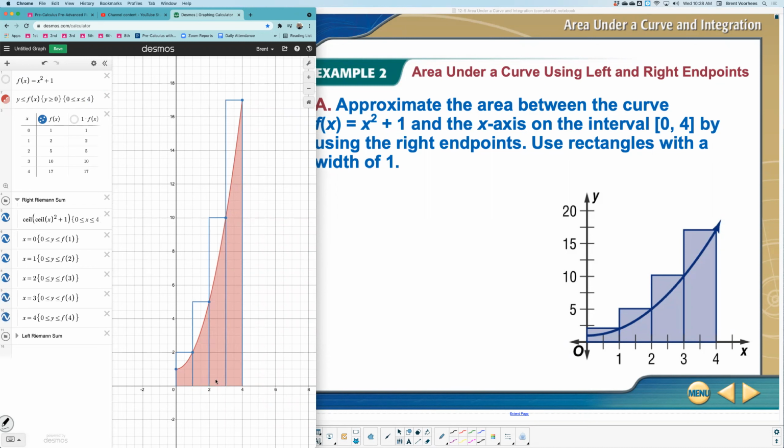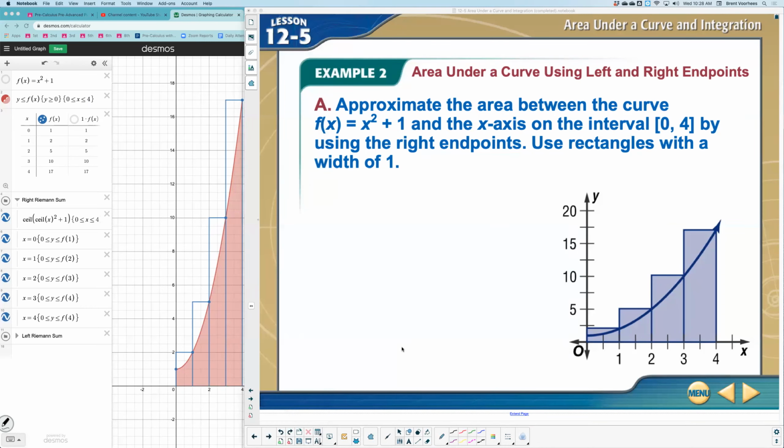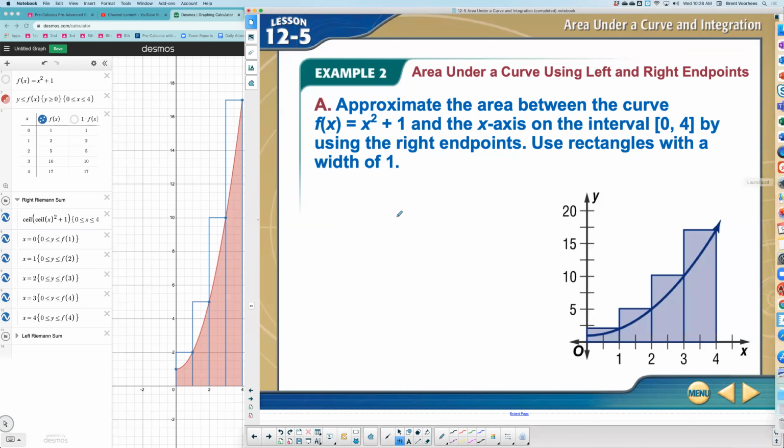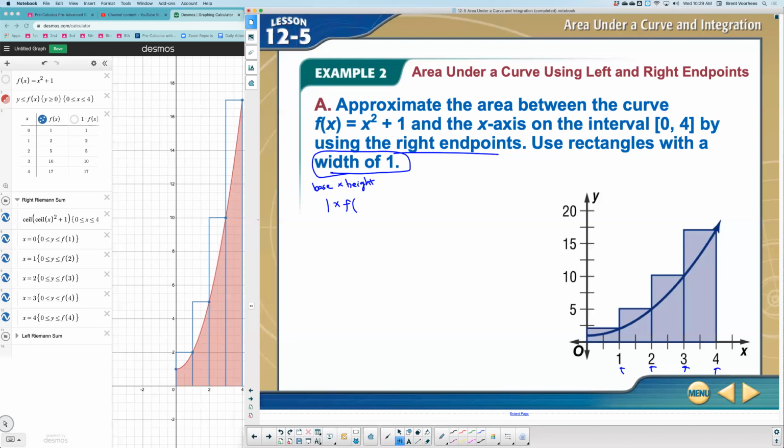And so basically we're adding up these areas. So how would we go about doing that? Well, just like number 1, the area of a rectangle is length times width. So we want the width to be 1 on all of these, and we're using the right endpoints. And so basically what I'm doing is taking the width of 1, the base, and I'm going to multiply it times the height. And the height is determined by taking the f. Now, if I want the right endpoint for this block, my right endpoints are going to be 1, 2, 3, and 4.